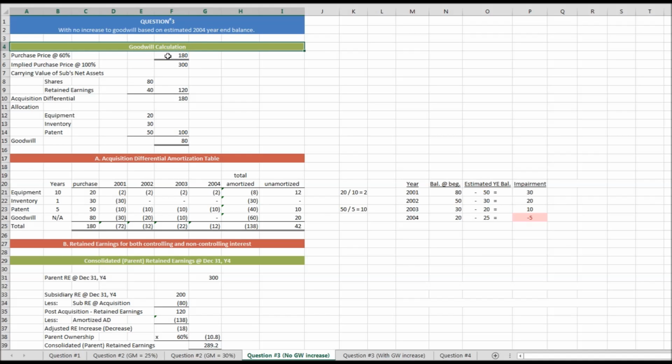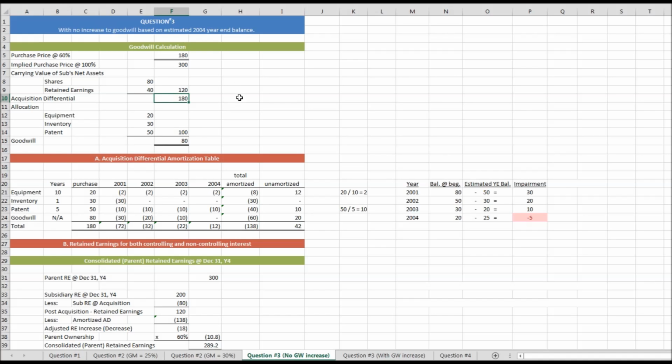So we had an amount of 180 as the purchase price for 60%. And to get the implied value at 100%, we simply divided 180 by 60%, or 0.6, to get 300. Simple enough. And like I mentioned in question number 2, I like to use shareholders' equity to get the carrying value of the sub's net assets. So that's exactly what's going on over here. We got 120 over here, and we just subtract that out to get our acquisition differential. So our acquisition differential is 180.